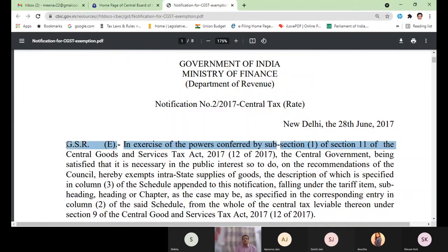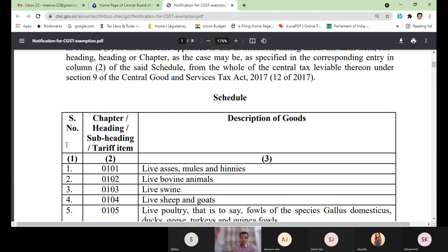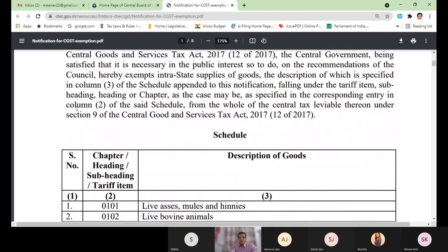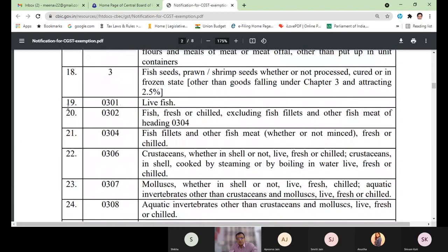In exercise of the powers conferred by subsection 1 of section 11 of the CGST. That is what I was saying. That section 11 subsection 1. And then this line says, from the whole of the central tax leviable thereon. So 100% tax free. Now these are so many goods.